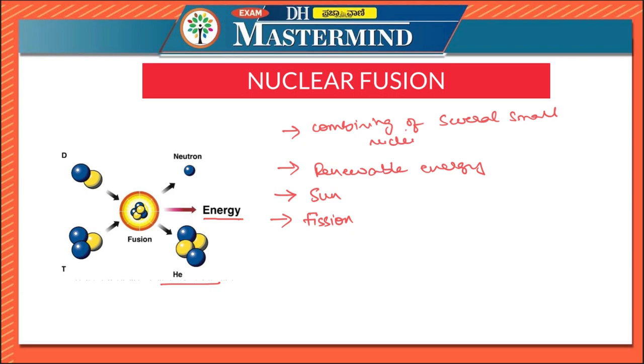The process of fusion releases energy because the total mass of the resulting single nucleus is less than the mass of the two original nuclei. If you look at this example, deuterium and tritium combined have greater mass in comparison to helium. So this difference in mass gets released as energy. This leftover mass becomes energy, and this also satisfies Einstein's equation E equals mc squared.